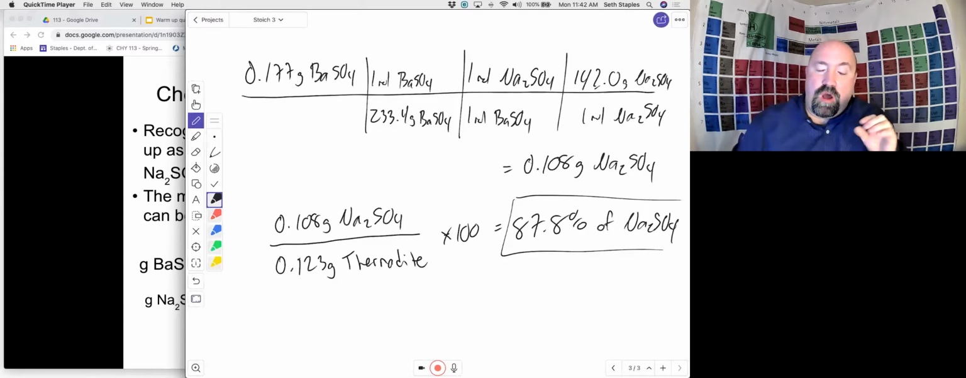And so of any sample of thernodite, as long as we can assume that any sample is going to be pretty much the same, any sample of thernodite by mass will be 87.8% sodium sulfate. And that could be powerful information depending on what we're trying to do.